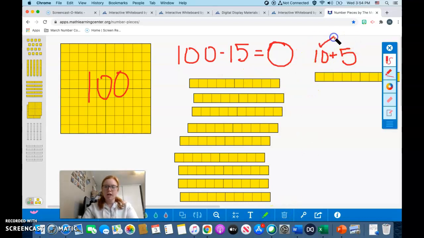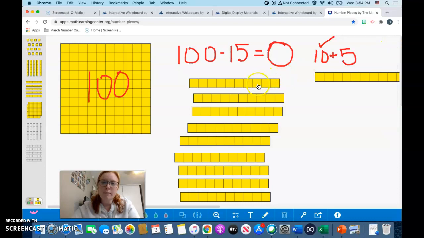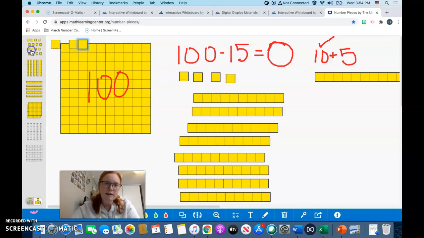I'm going to put a little check mark above it. Now I need to take away 5 ones. How can I do that? You're right. I can make 10 little ones. So what I'm going to do is I'm going to take this 10, I'm going to throw it away, and I'm going to replace it with 10 individual ones. So 1, 2, 3, 4, 5, 6, 7, 8, 9, 10. Perfect. Okay, so I have 10 individual ones.